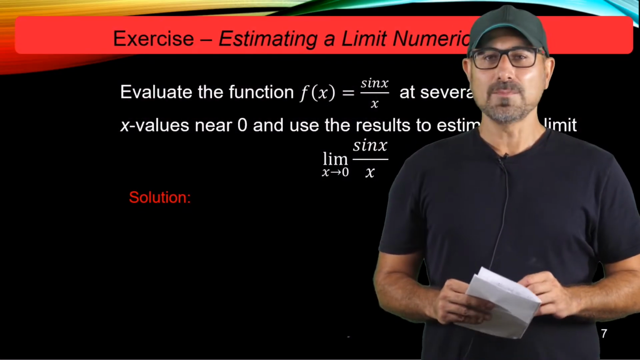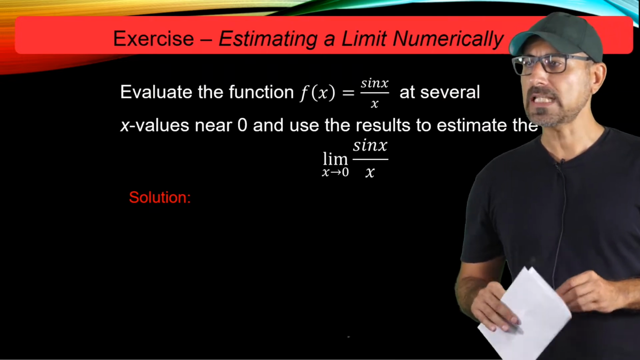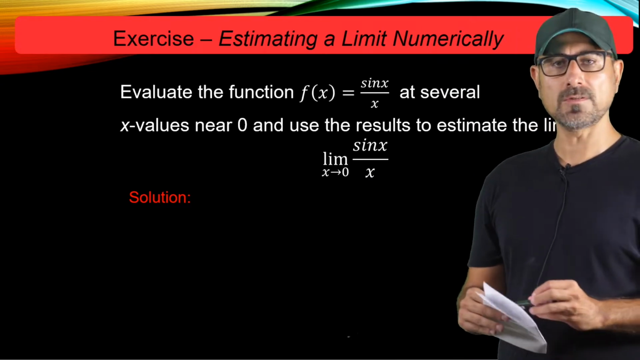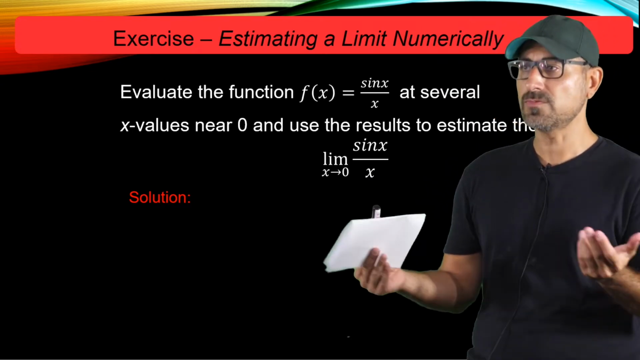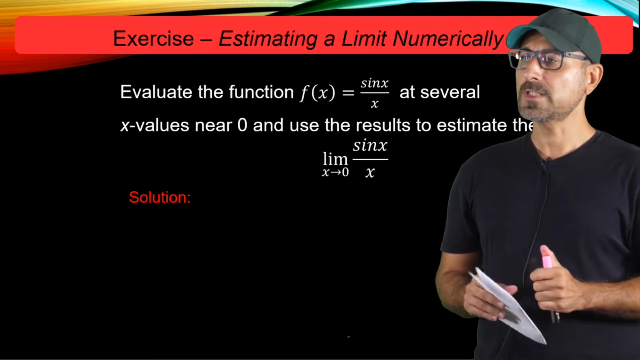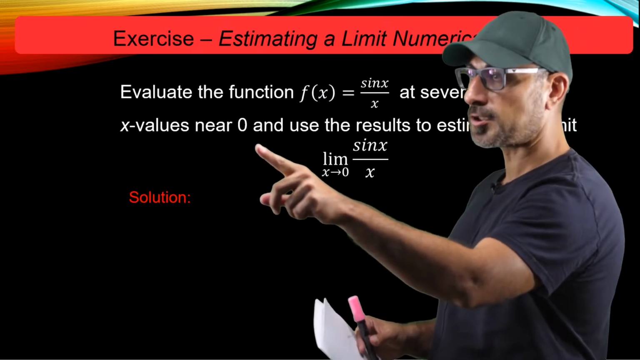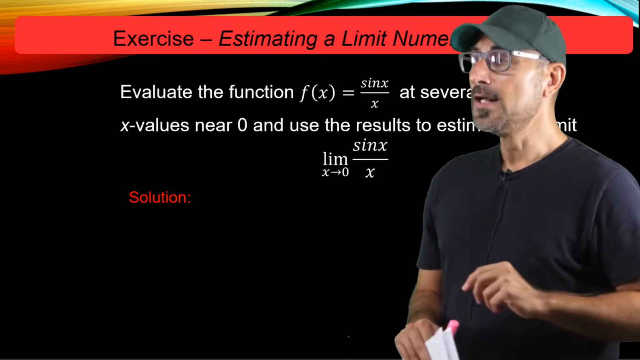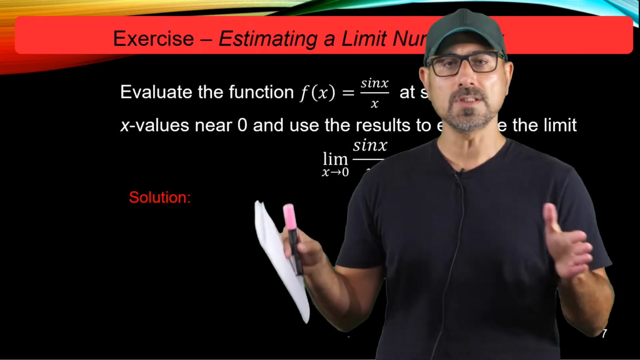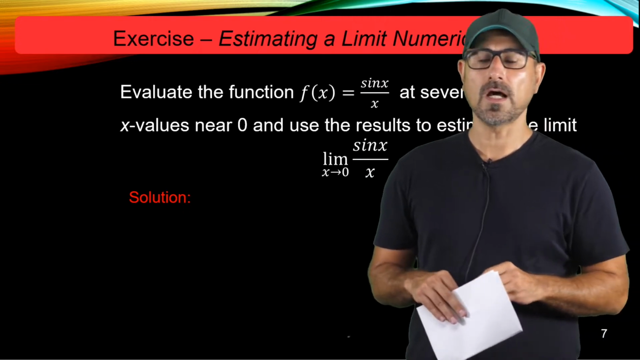Hello, welcome back. In this video, we're going to try to estimate a given limit numerically, and here is our function, sine x over x. That is a rational function involving the sine function, which is a trig function. To achieve this job, we're going to pick sample values around 0, because this is where we're checking the limit of this function. So on the right-hand side of 0 and on the left-hand side of 0, we're choosing sample points, and we're going to check the values of the function at those points.